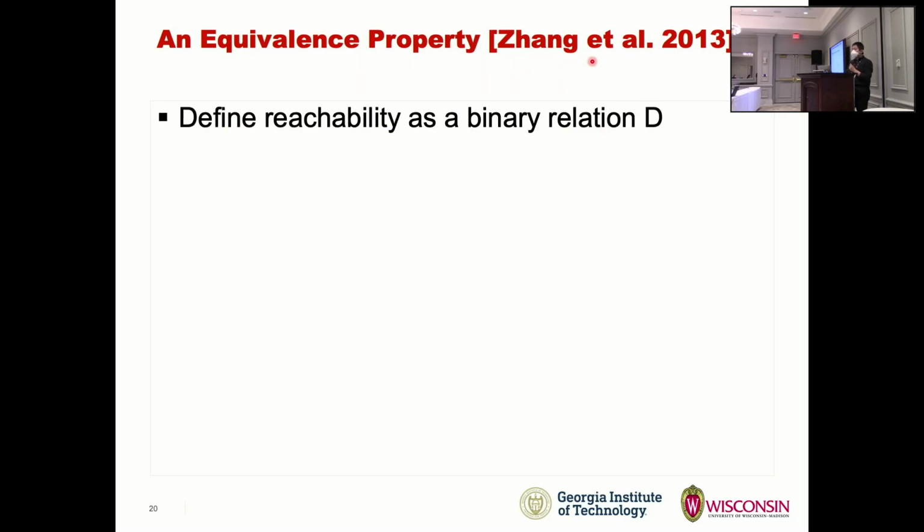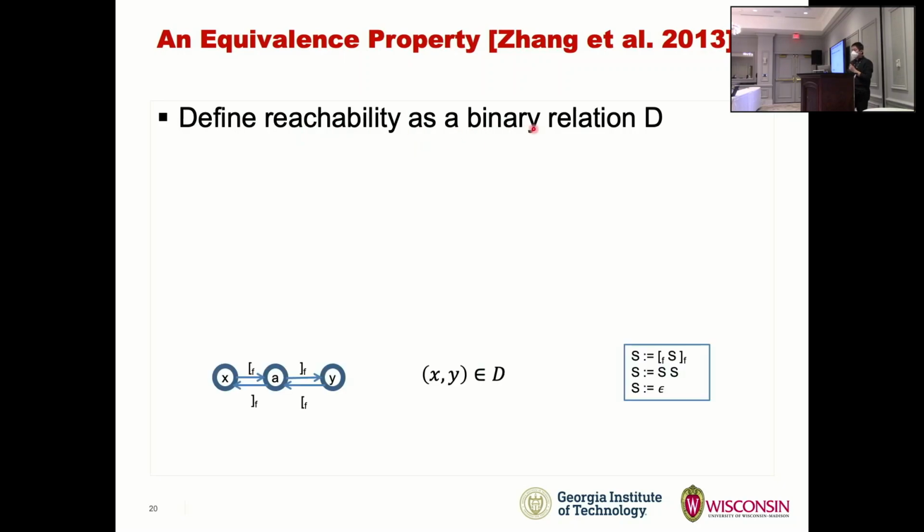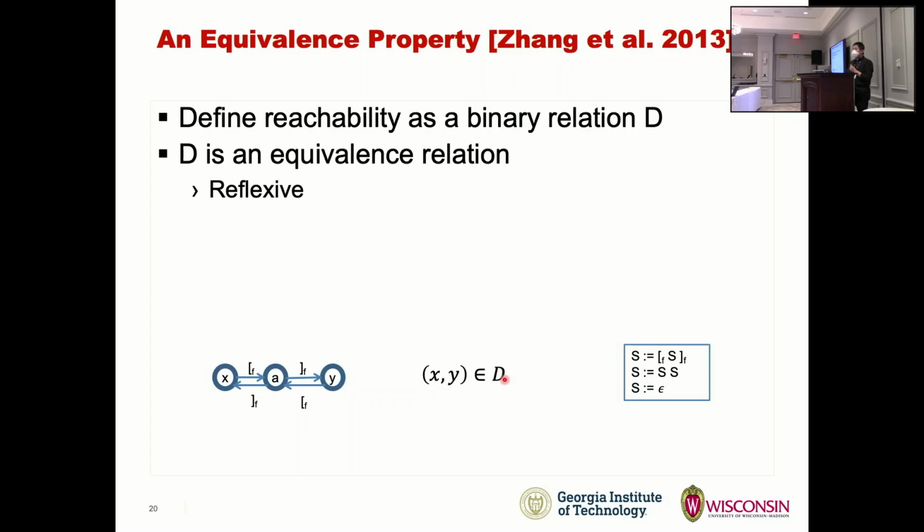It turns out that we can treat the reachability information, reachable node pairs, as a binary relation. For instance, here we have a bidirected graph, okay, and we define a binary relation D, which contains a pair of nodes. So if 2 nodes are Dyck reachable in your graph, we say that the node pair X and Y belongs to the binary relation D. That's the definition. And if we take a deeper look at the binary relation, we can see that it's indeed an equivalence class. Why?